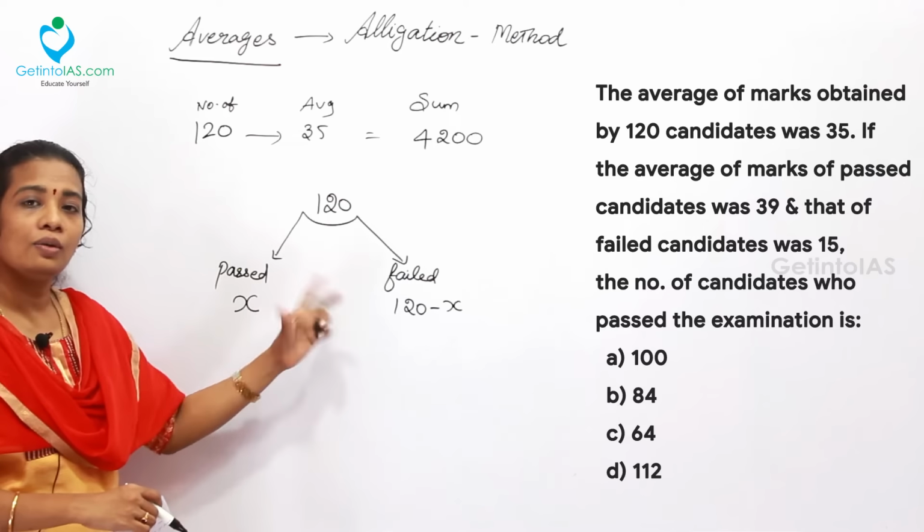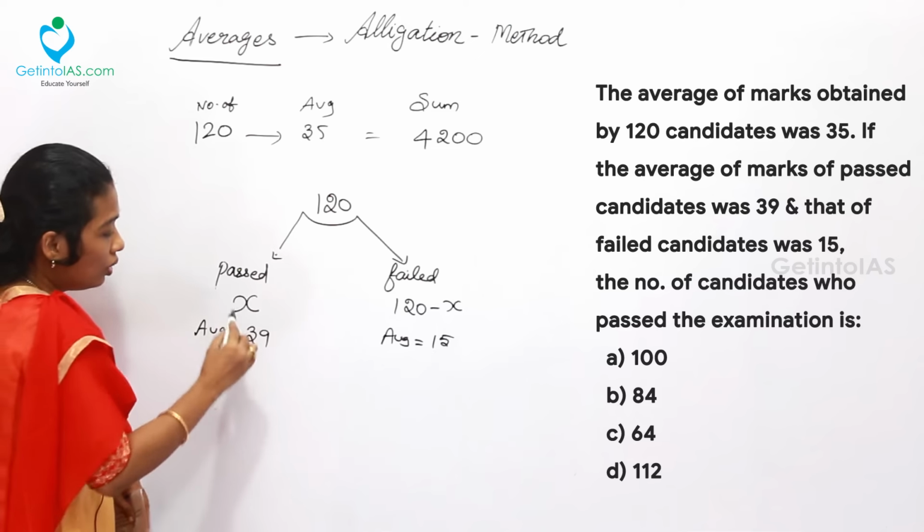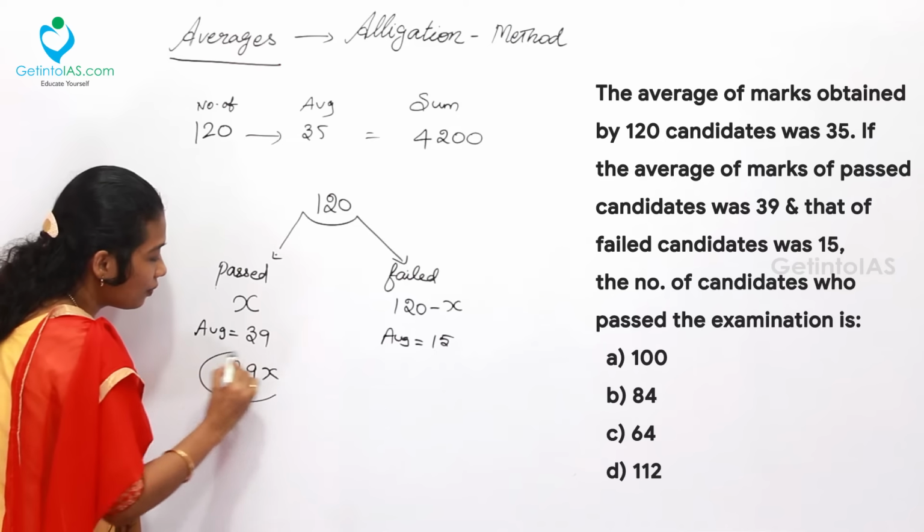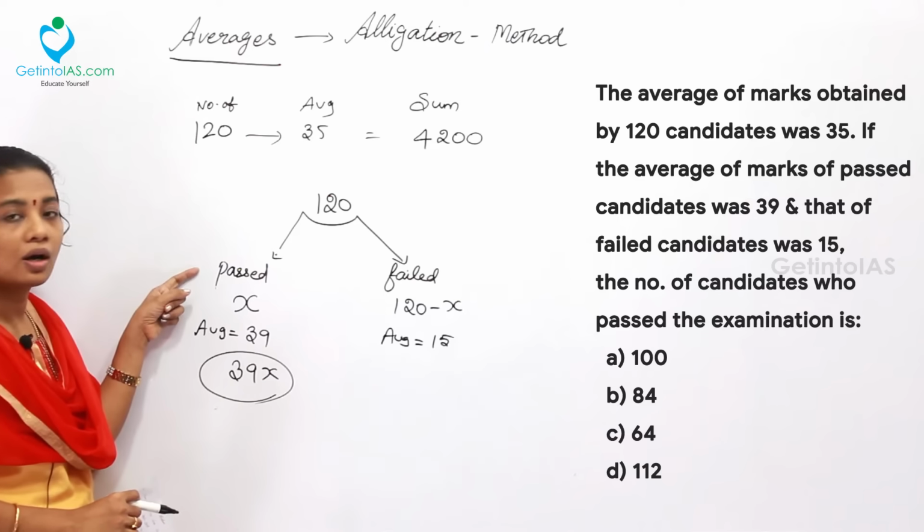The next step, here the average of the passed candidates is given as 39. In case of failed, the overall average will become 15. Now assign what is this 4200? This 4200 consists of the sum of the marks of passed plus the sum of the marks of all failed together. What is the sum of the marks of passed? That is number of students x into their average. So x into 39 is 39x. This is the sum of the marks got by the passed candidates.